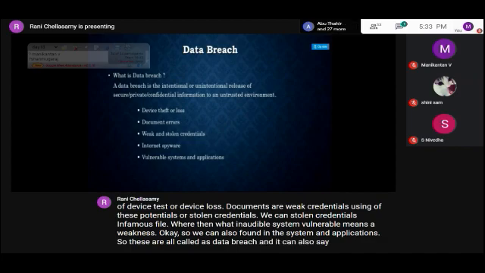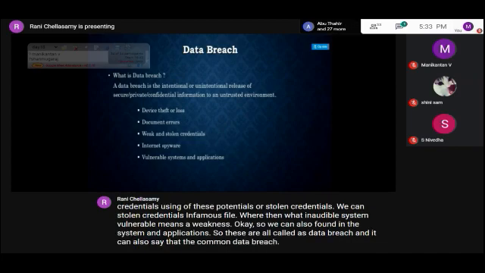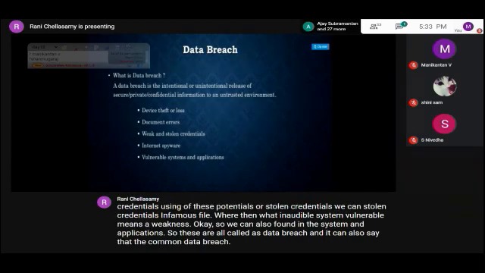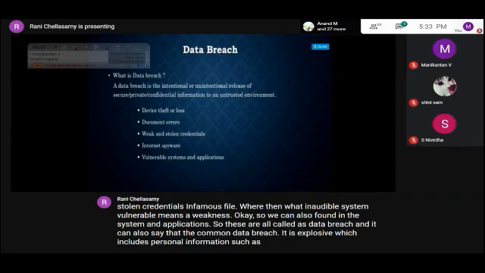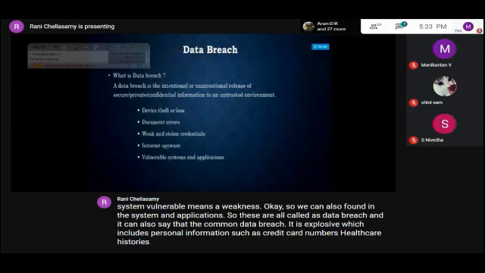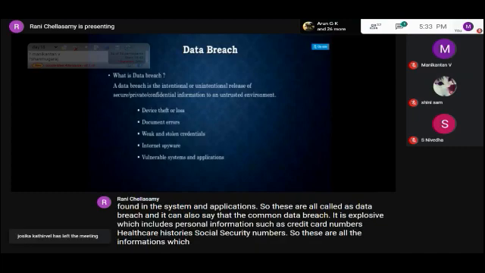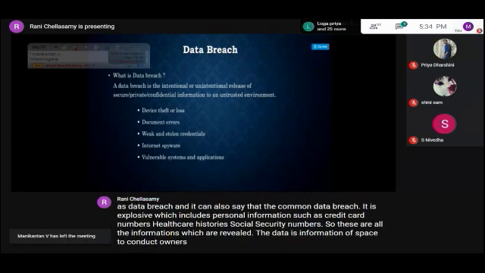And we can also say that a common data breach exposes personal information such as credit card numbers, healthcare histories, social security numbers. So these are all the information which is revealed, or the data is stolen. Information is stolen from the owner or user. That is called a data breach.